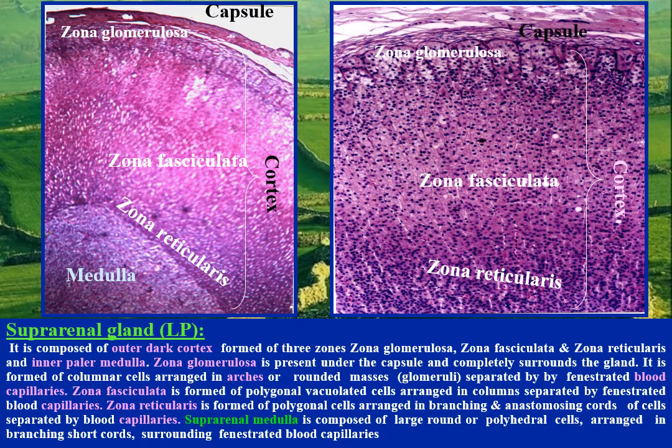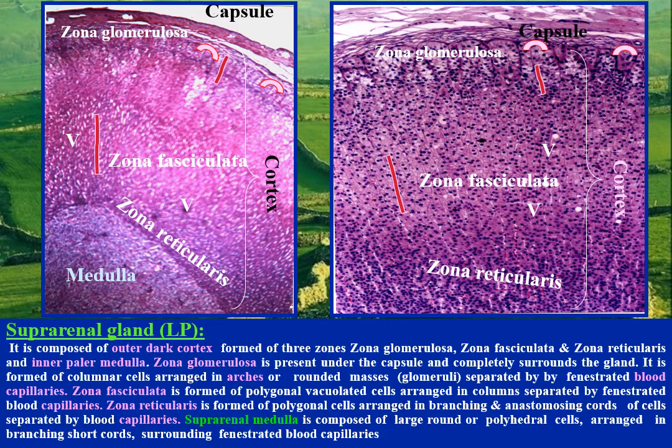It is formed of columnar cells arranged in arches or rounded masses, glomeruli, separated by fenestrated blood capillaries. Zona fasciculata is formed of polygonal vacuolated cells arranged in columns separated by fenestrated blood capillaries.